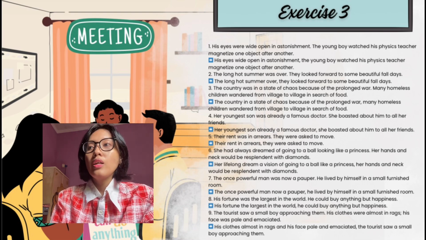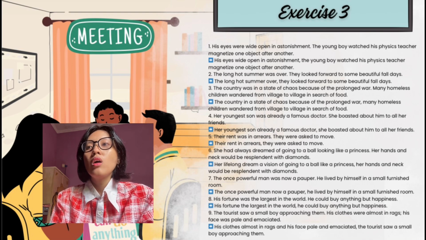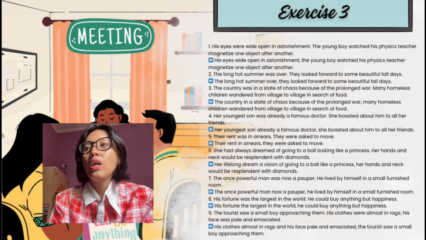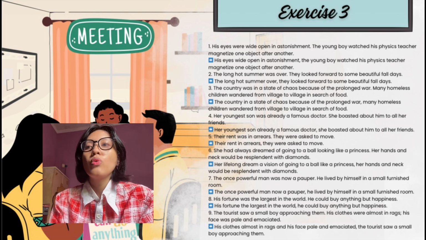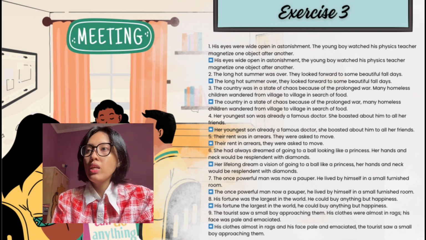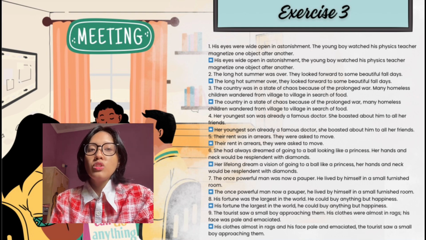Number 3. The country was in a state of chaos because of the prolonged war. Many homeless children wandered from village to village in search of food. The country in a state of chaos because of the prolonged war, many homeless children wandered from village to village in search of food.